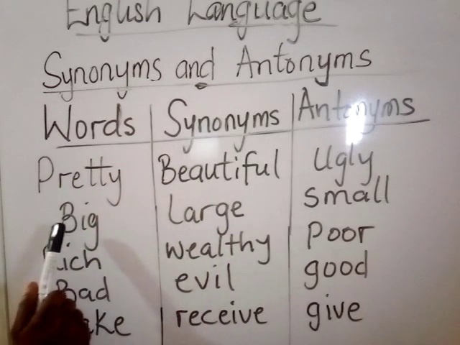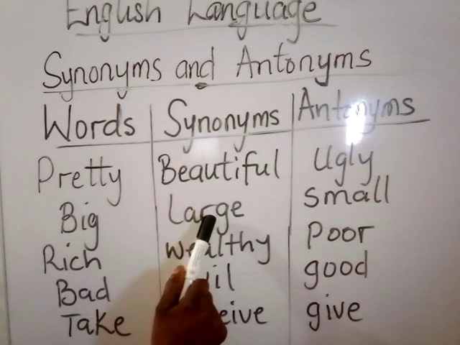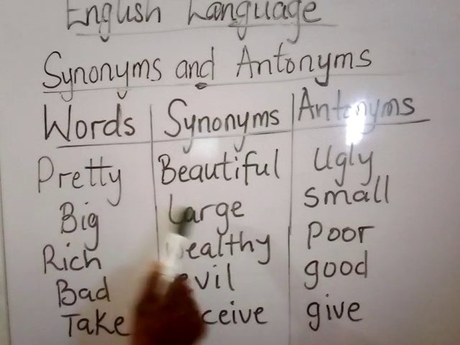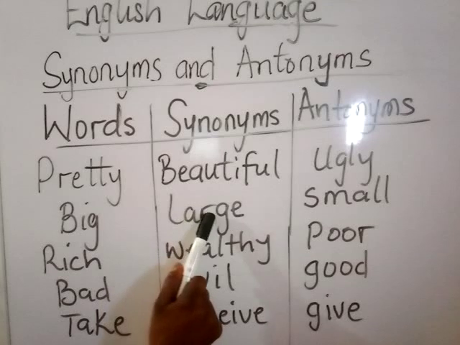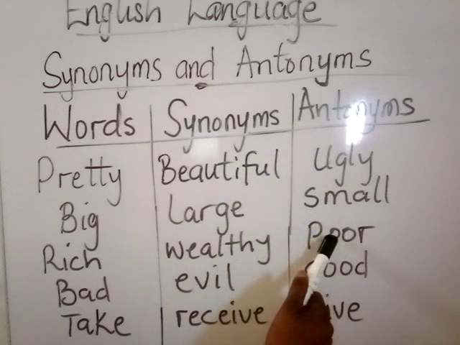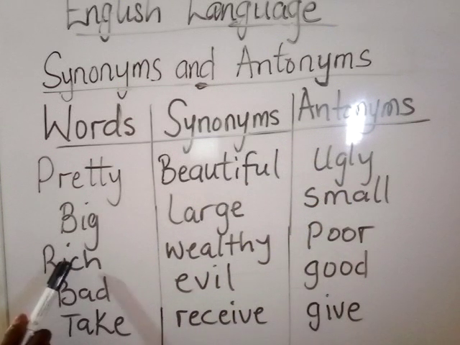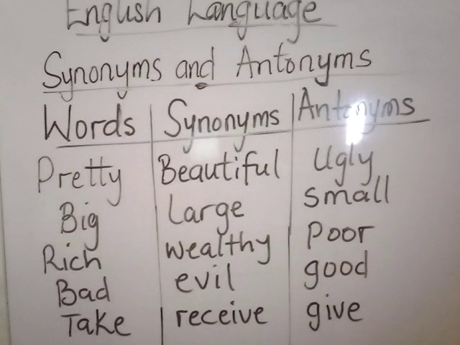So another word here is big. So big or large, they are synonyms. They mean almost the same thing. They mean the same thing. And then small is the opposite of big and large. Rich, another word that means the same thing as rich, is wealthy. And the opposite is poor. A man that is rich or somebody that is rich cannot be poor at the same time.